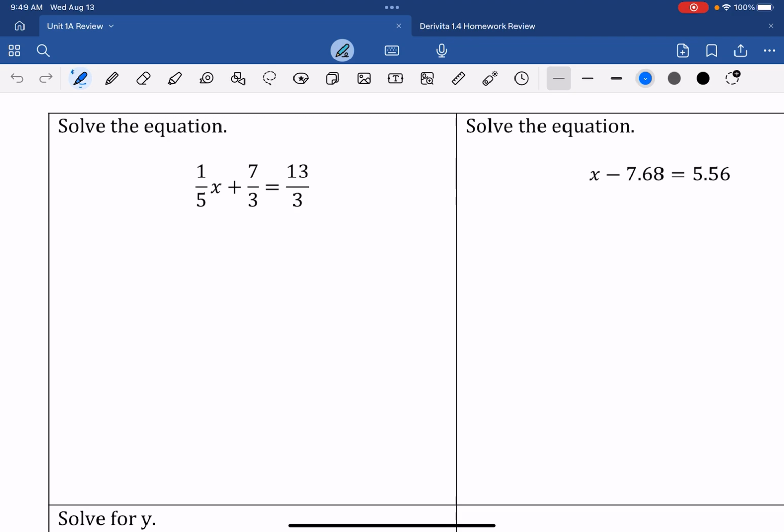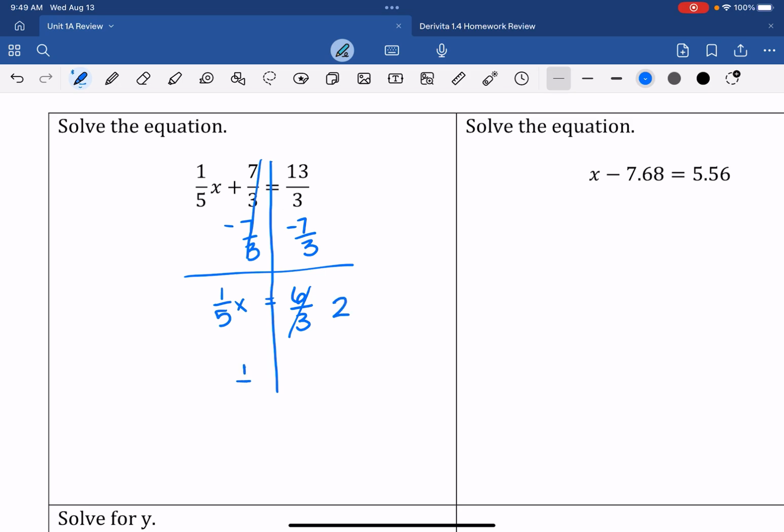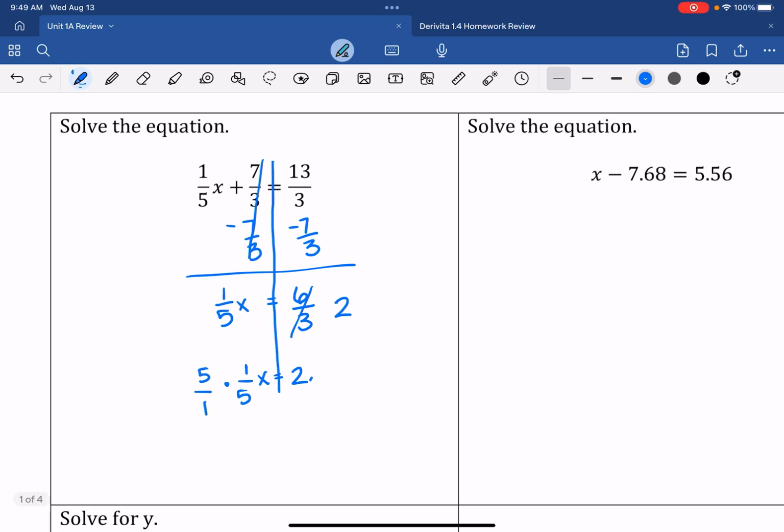So we're going to solve this first equation by subtracting 7/3 from both sides. So we'll have 1/5 x equals 6/3. But I'm actually going to rewrite that as 2. So I have 1/5 x equals 2. And then to get rid of the 1/5, I'll multiply by the inverse, so 5/1. So I get that x equals 10.